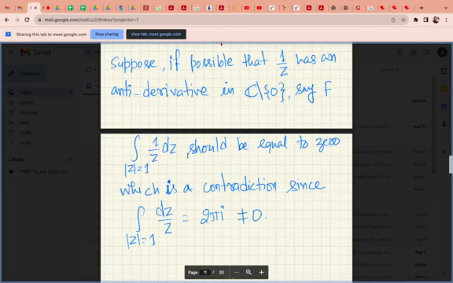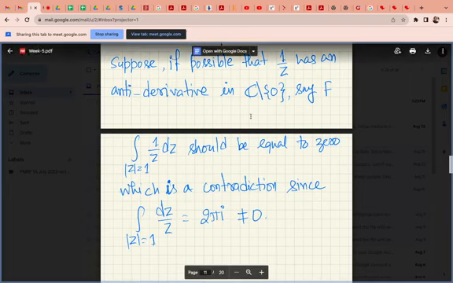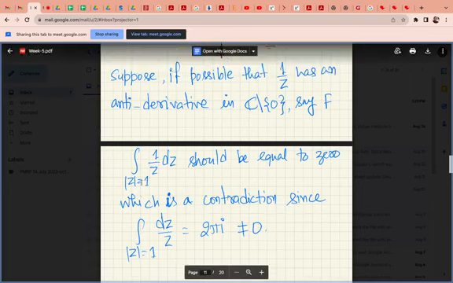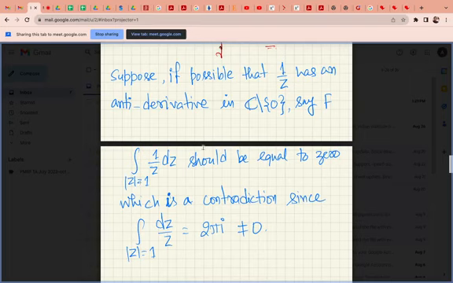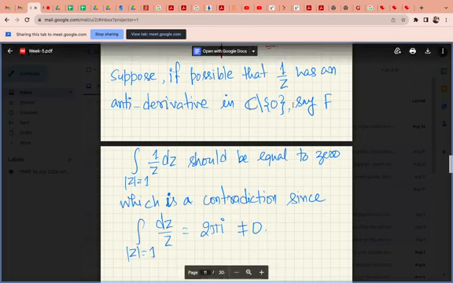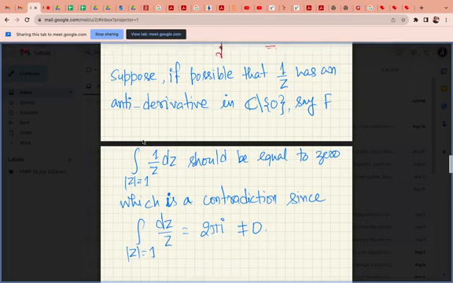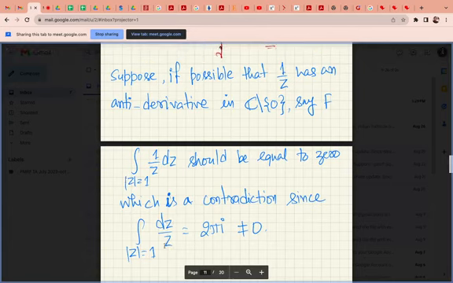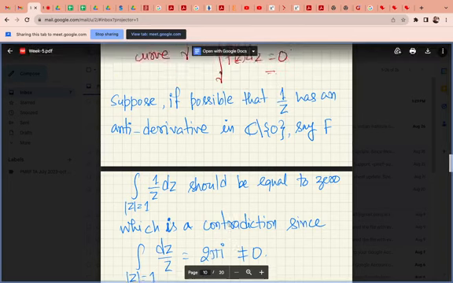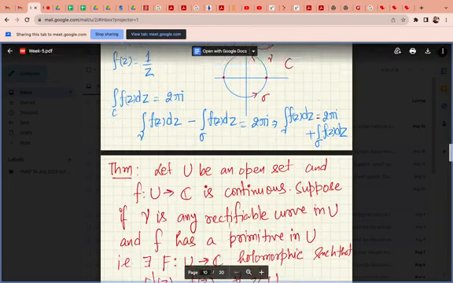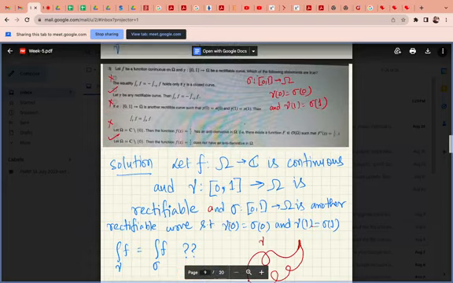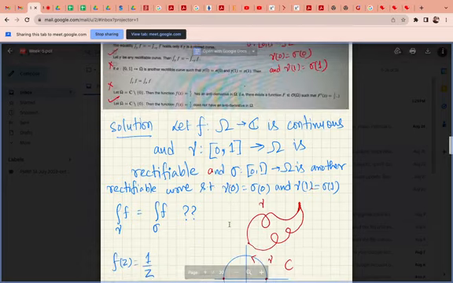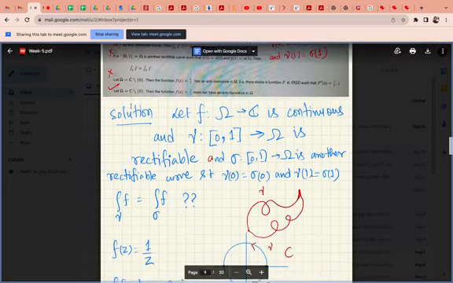So you take C minus 0 and you take the unit circle as the curve. If 1 by z has a primitive in C minus 0, it means that this integral will be 0, which is not the case. The integral of 1 by z over the curve mod z equal to 1 is 2 pi I, which is non-zero. So 1 by z does not have a primitive in omega. So it means that this last option is true.